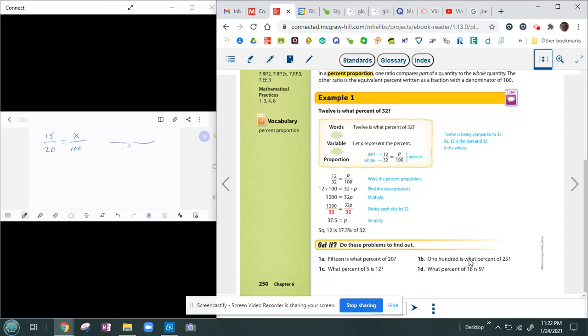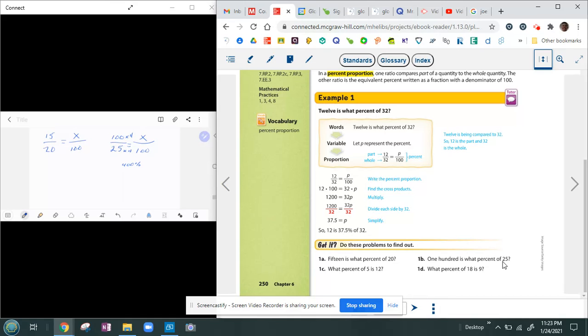Okay, 100 is what percent of 25? So it looks like I'm going to find the percent again because it says what percent. And then, whoa, it's weird. Wait, 100 is. I did say the part is always before the is, so that's going to be up here. But then why is that down there? That's weird. Okay, so what percent would that be? That'd be times 4, times 4, so that'd be 400%.